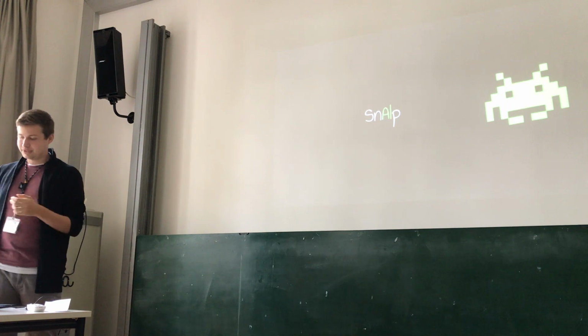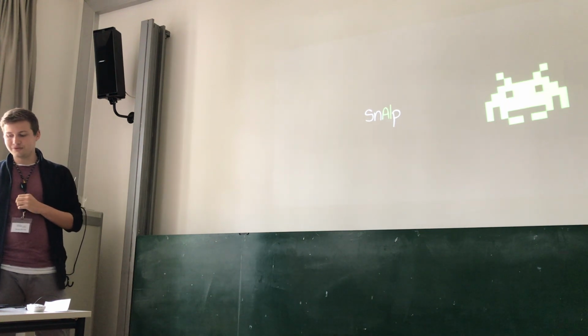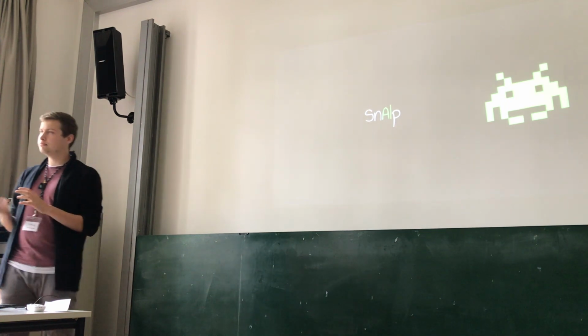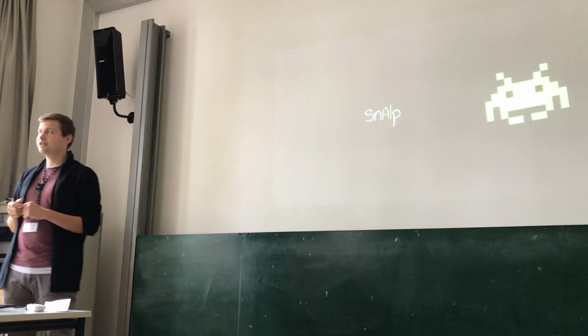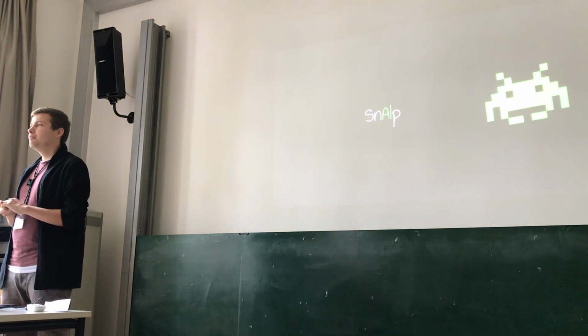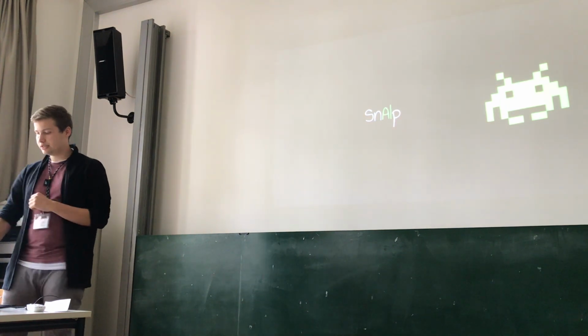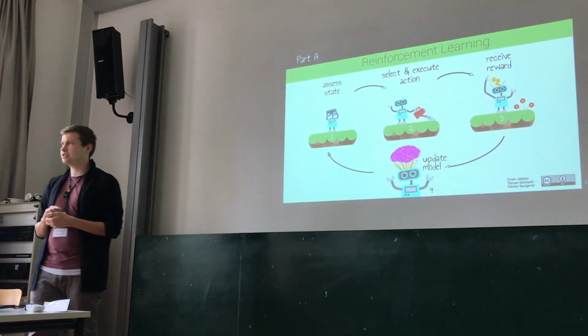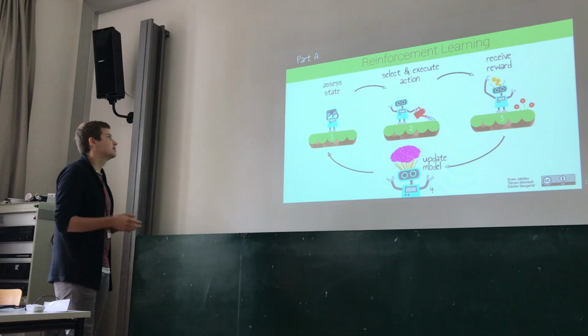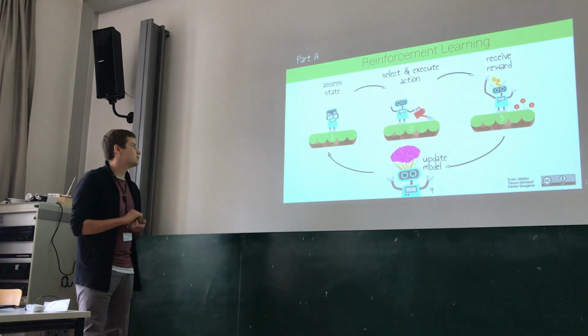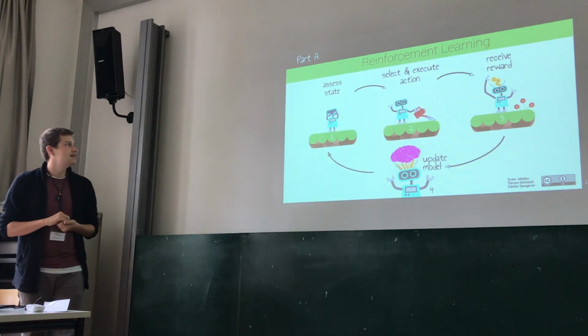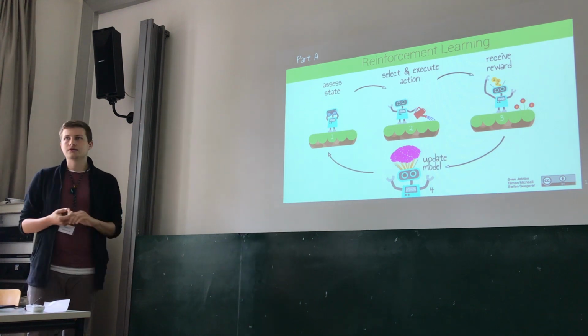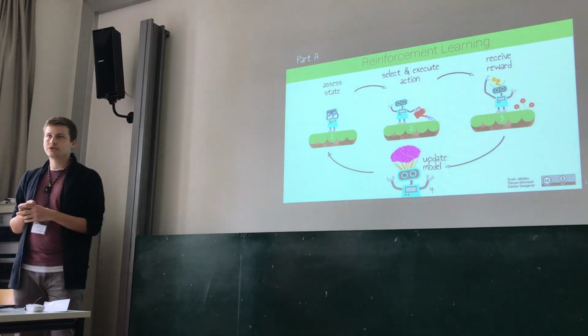How does it work? So with SnAIp, we first of all started with, one could say, three major machine learning paradigms. So we started with reinforcement learning, which is pretty close to human learning. We made these graphics with sweet robots and everything. And essentially that is how reinforcement learning works.